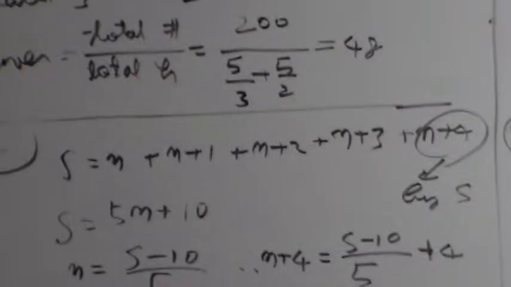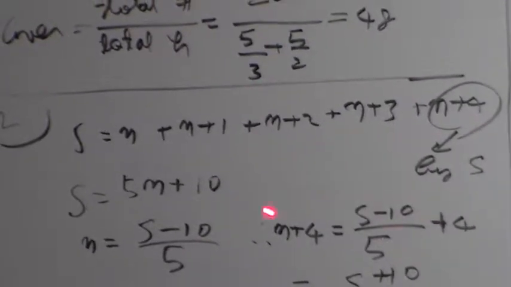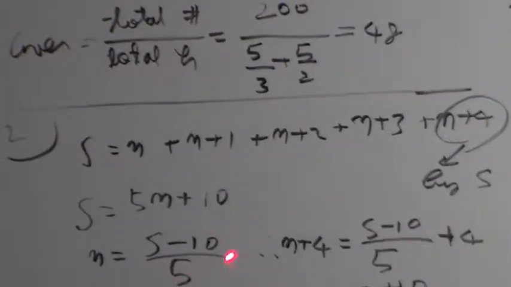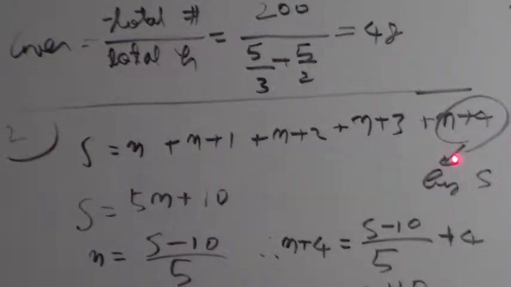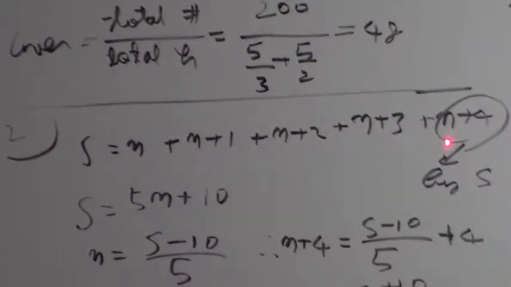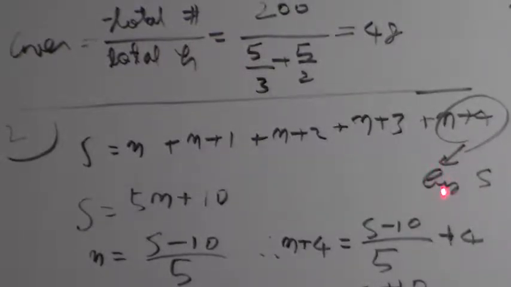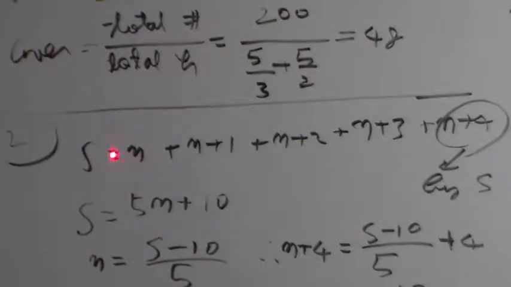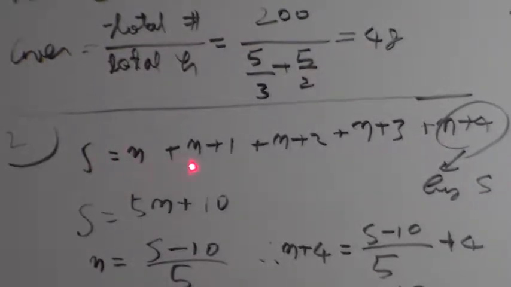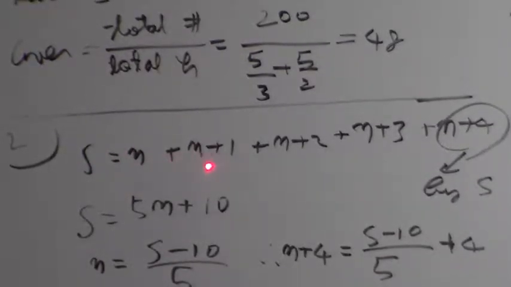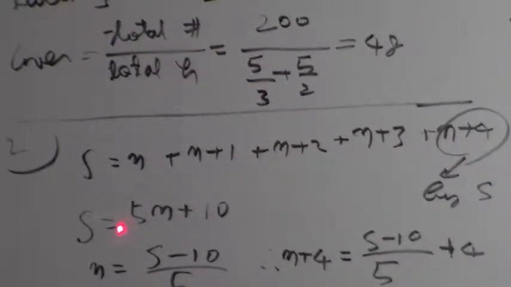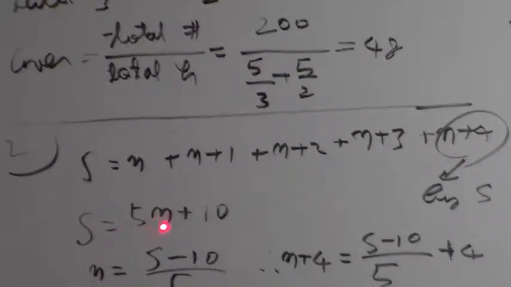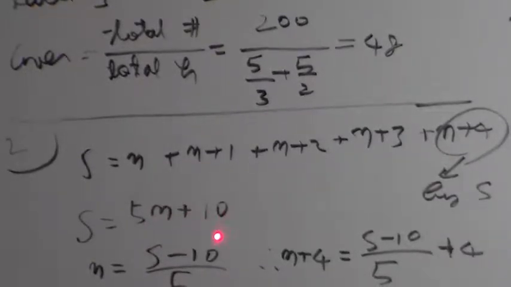Okay, next one is consecutive integers, 5 of them. What is the largest integer? But the thing is, you have to find it in terms of s. S is the sum, right? So s is n plus n plus 1, n plus 2, n plus 3, n plus 4. So s is 5n plus 10.